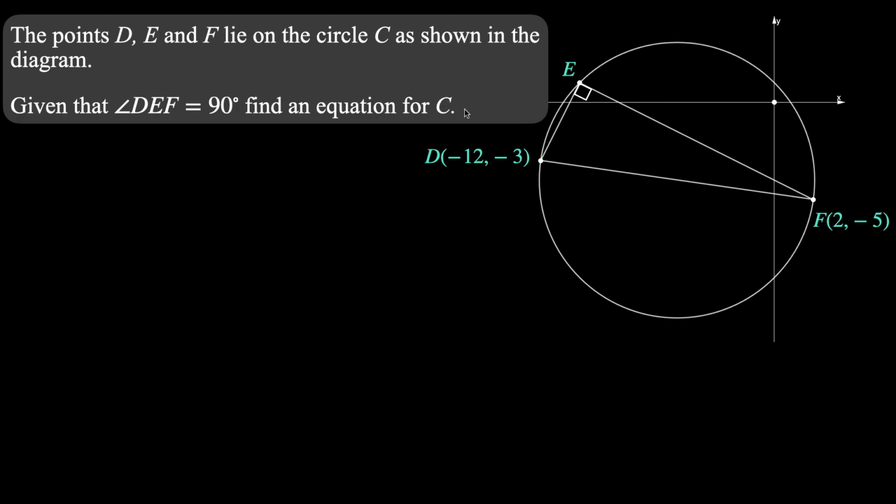Now, if I was not sure where to start on this question, I would be wondering why they tell me angle DEF is 90 degrees. Does that ring any bells? Think back to your circle theorems. Can you think of a circle theorem that we can use here to help us solve this? Have you got it? Yes, well done. The circle theorem we're going to use here is the angle in a semicircle theorem.